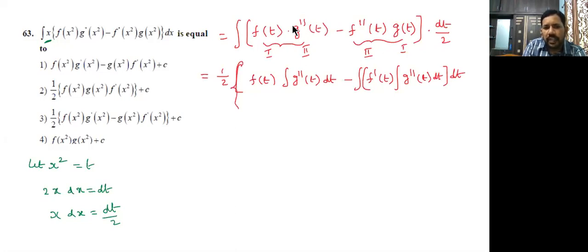Now I am going to do the second one. Minus integration g of t integration f double dash of t dt, minus into minus plus integration of the derivative of g of t, that is g dash of t, integration f double dash of t dt, here whole dt.